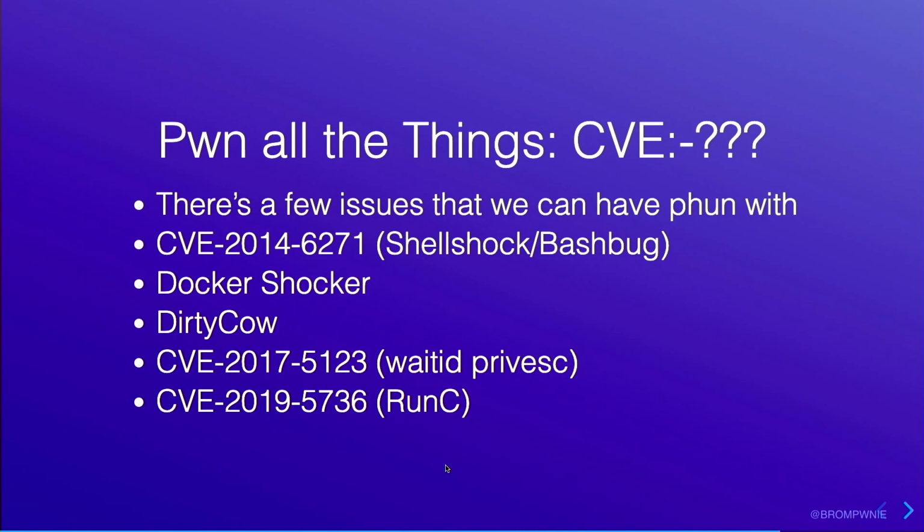All those CVEs. There are quite a few in Docker, Docker Shocker, some of the older stuff, some of the more Linux-applicable ones like Bashbug or Shellshock or Dirty Cow. Those things often make an appearance. But most recently, one of my favorite ones is CVE-2019-5736, which is the runC vulnerability.